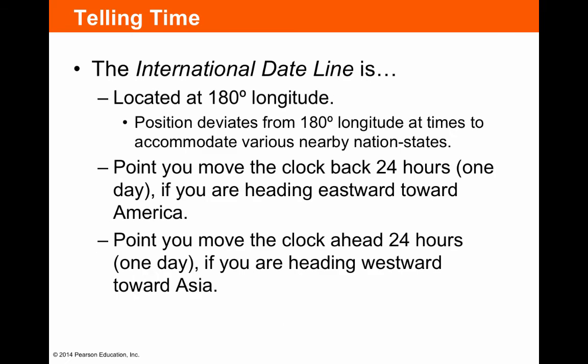Okay, the international date line, we're going to look at a map in just a second. The international date line is located at 180 degrees longitude, and the position deviates from 180 degrees longitude at times to accommodate various nearby nation states. This is the point where you move the clock back 24 hours, one day, if you're heading east toward the United States or to America.